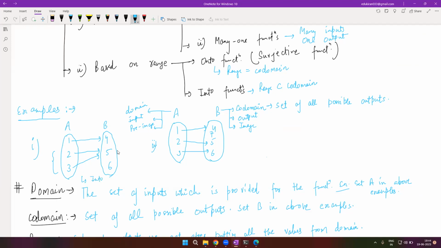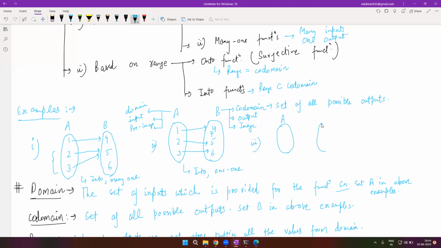Why into? Because your range is lesser than codomain, or range is a proper subset of codomain, right? Now in the second case, the set of all possible outputs was 4, 5, 6, 7. And the outputs we got were 4, 5, and 6, right? So again, this is also an into function, into many one, into 1, 1. Okay, let's take some more examples and try to identify whether the given function is into, onto, or 1, 1, many one.